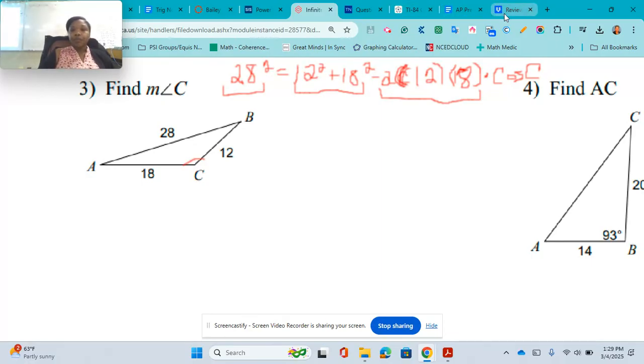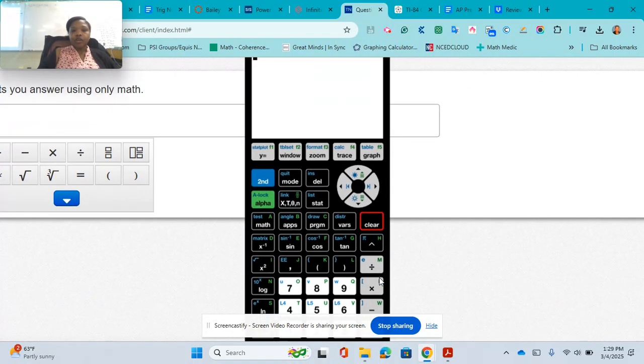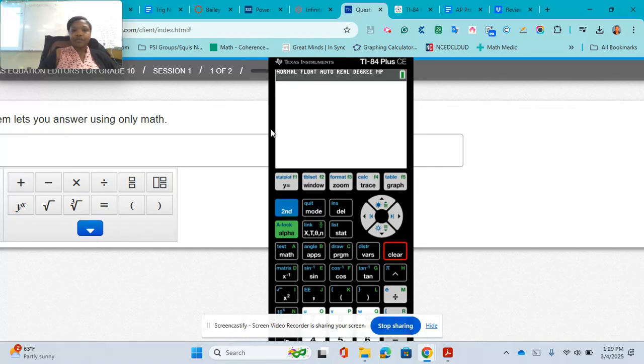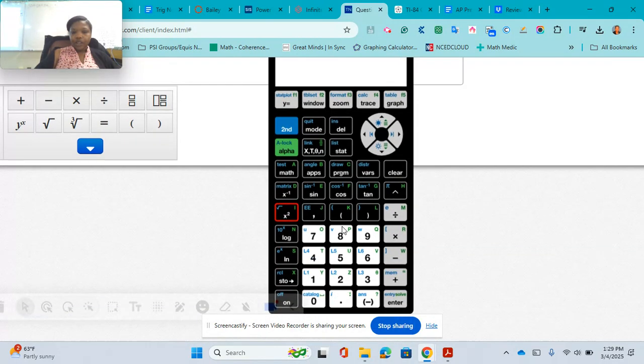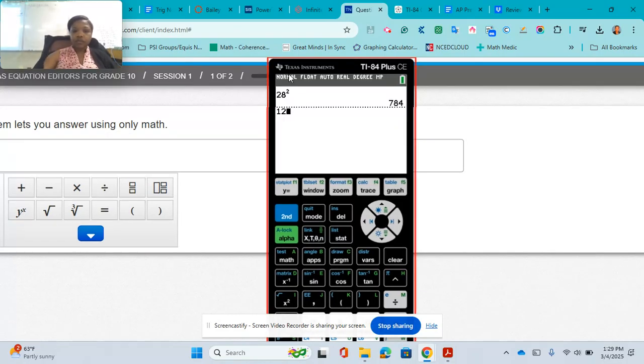All right, pulling out my calculator. I'm going to first do the 28 squared. And that gives me 784. I'm going to do my 12 squared plus 18 squared. And that's going to give me 468.